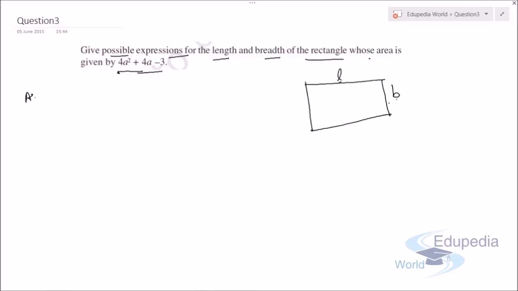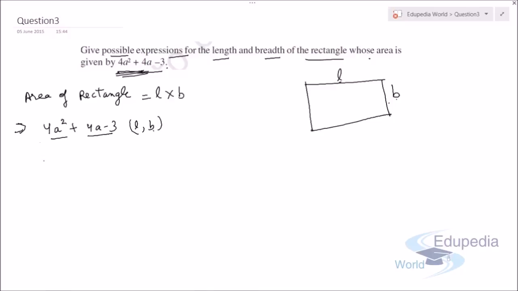So area of rectangle is length into breadth. So this implies, if we factorize this expression, we get multiplication of two terms, and that will give us the length and breadth. So this means that we have to factorize 4a square plus 4a minus 3 to find length and breadth. To find the length and breadth, we have to factorize this expression.